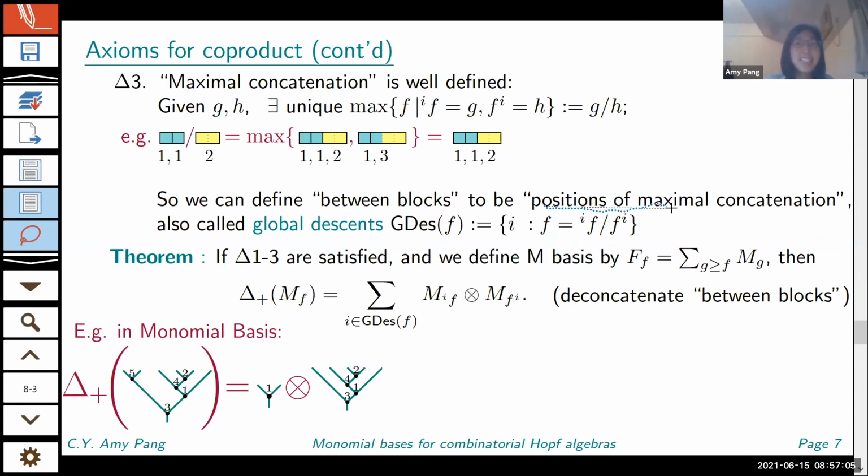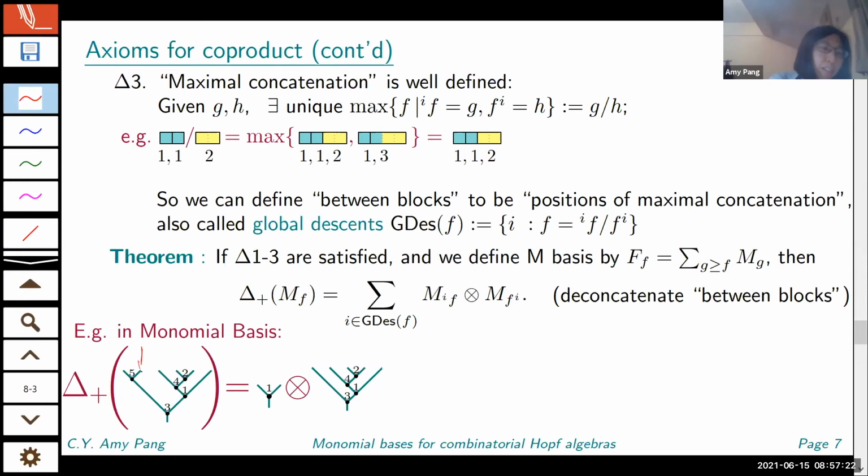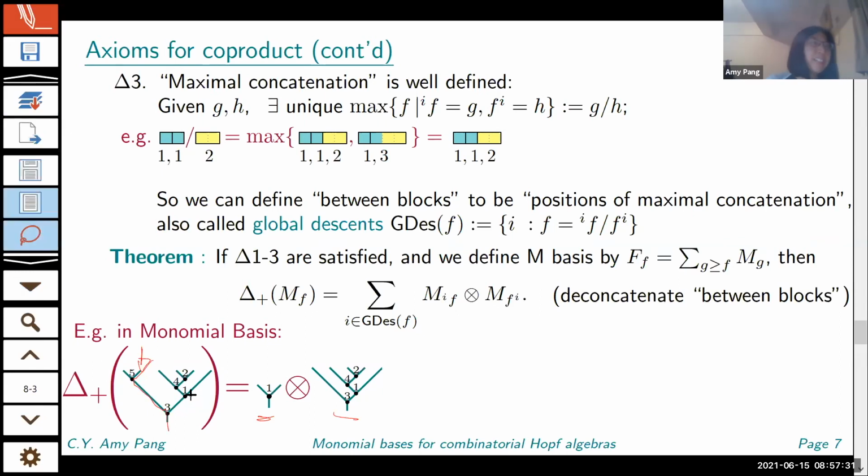The positions of maximal concatenation are what we call global descents, after Aguirre-Sottili, because they're working with permutations, and that's what they're called there. For this example, the only global descent is there. So these two are the only factors in the unique factorization of this tree, and that's why this is the co-product if you use the monomial basis. But I don't have enough time to explain it clearly because I didn't explain how the poset works completely.